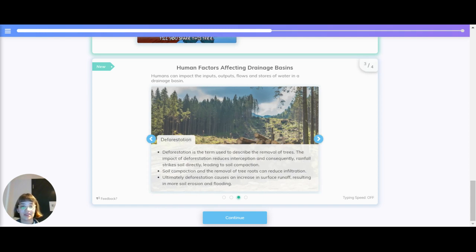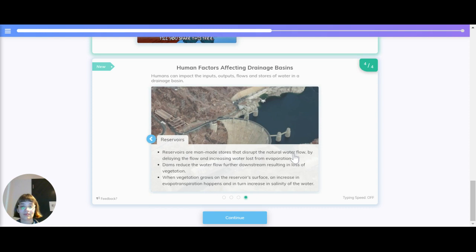Deforestation, which is a term used to describe the removal of trees. The impact of deforestation reduces interception and consequently rainfall strikes soil directly, leading to soil compaction. Soil compaction and the removal of tree roots reduce infiltration. Ultimately, deforestation causes an increase in surface runoff, resulting in more soil erosion and flooding.